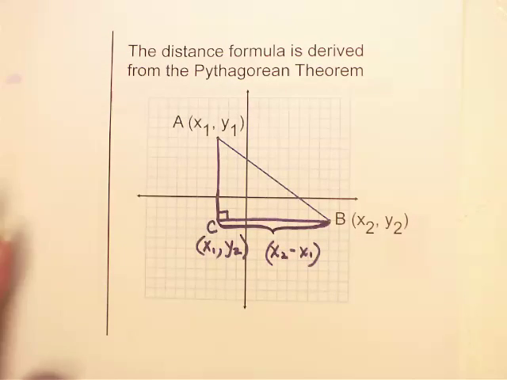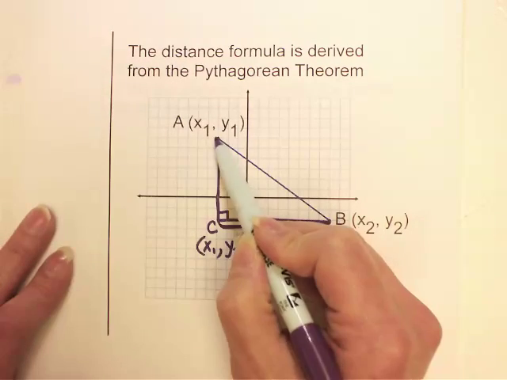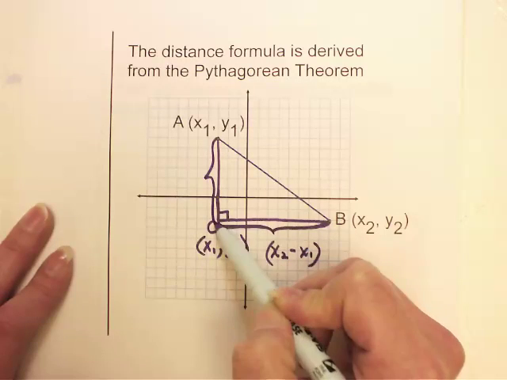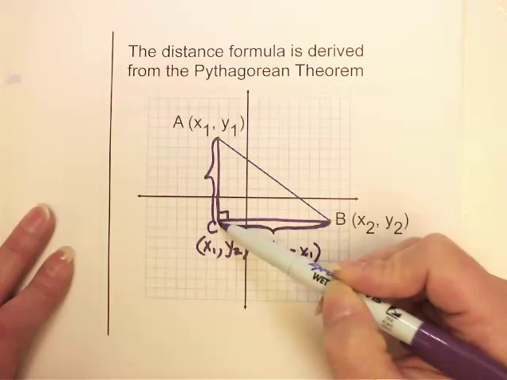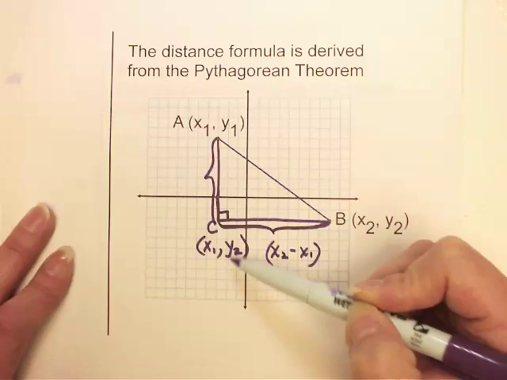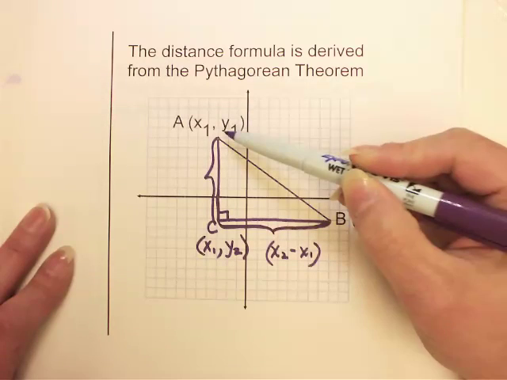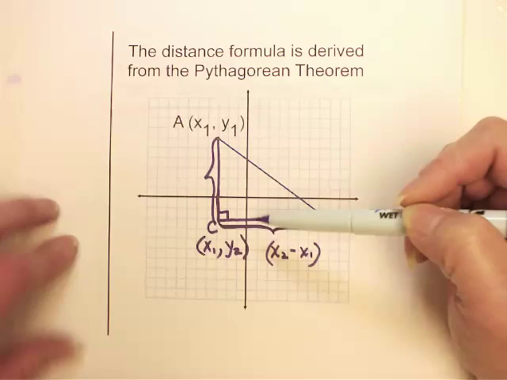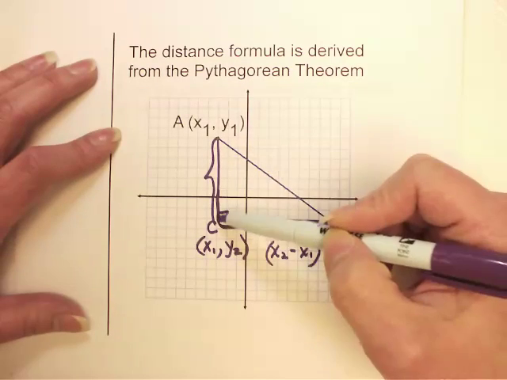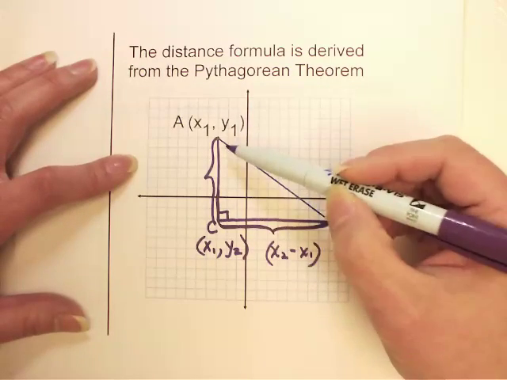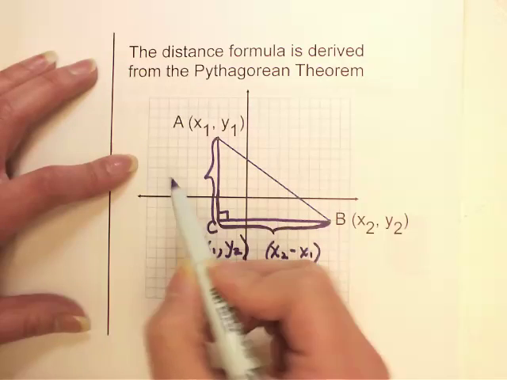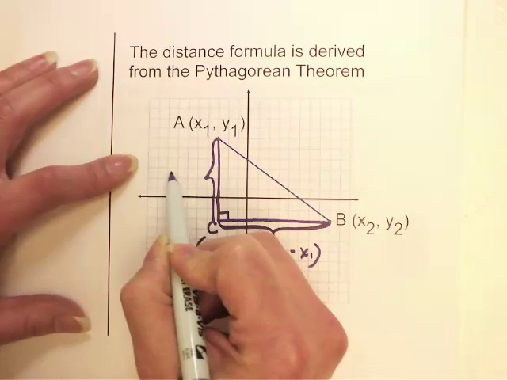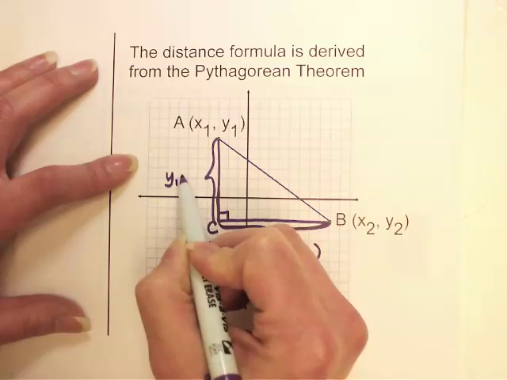I can do the same thing vertically and find the distance of this leg. Same thing. I started at C, which is x sub 1, y sub 2, and then I traveled up to x sub 1, y sub 1. So what I can do here is the same thing. I'm going to travel vertically, starting here, ending here, so I actually have the difference of y sub 1 minus y sub 2.